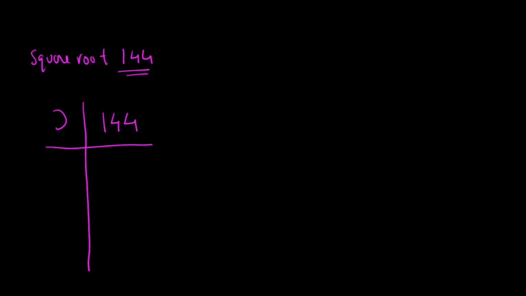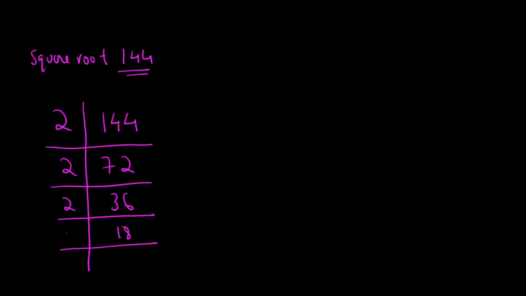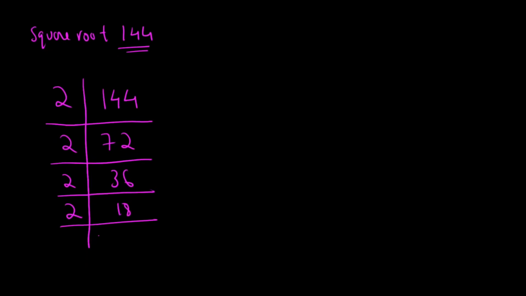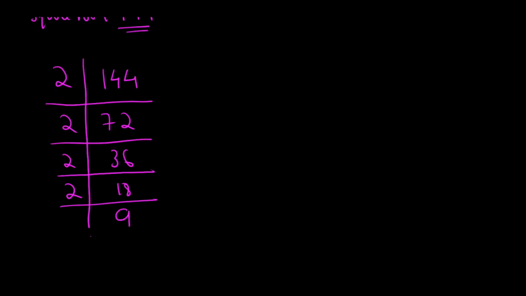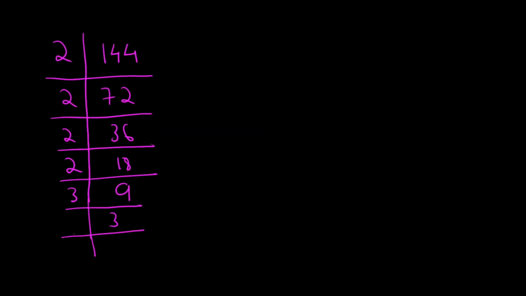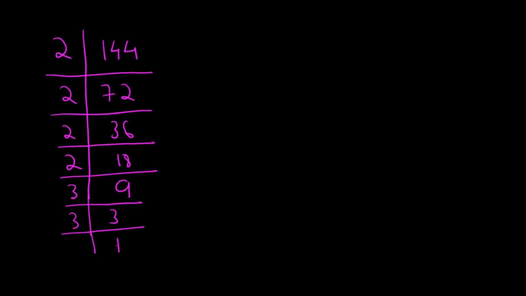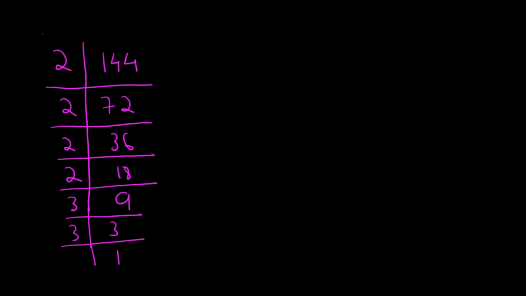144. So 2, this gives us 72. 2, this gives us 36. 2, this gives me 18. 2, this gives me 9. 3 multiplied by 3 gives us 9. 3 multiplied by 1 gives us 3. Great. So this is the prime factorization of 144.